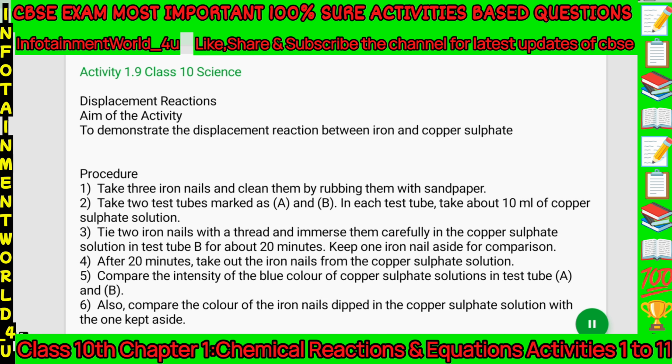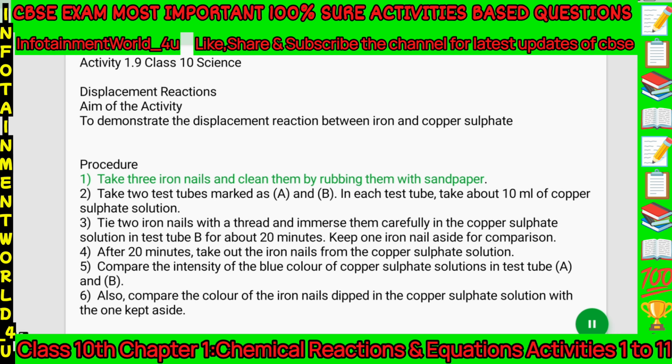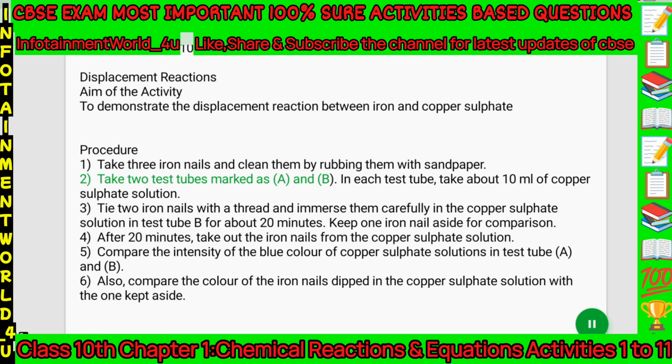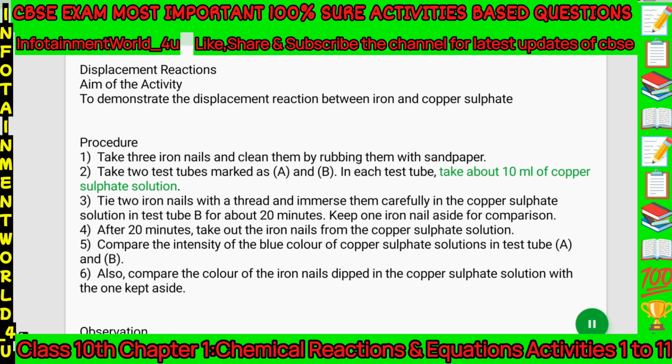Activity 1.9, Class 10 Science. Displacement reactions. Aim of the activity: to demonstrate the displacement reaction between iron and copper sulfate. Procedure: 1. Take 3 iron nails and clean them by rubbing them with sandpaper. 2. Take 2 test tubes marked as A and B. In each test tube, take about 10 ml of copper sulfate solution.